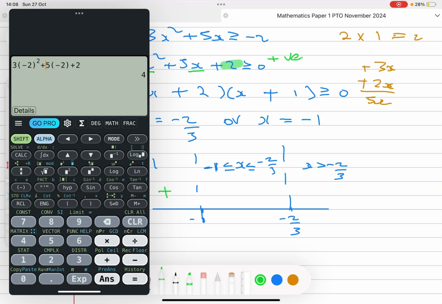So it means any number on this side will give me a positive. So the values of x on this side actually satisfy this inequality. They make this expression positive. These are the values of x. But we have to test the others, because there could be other intervals that give us a positive.